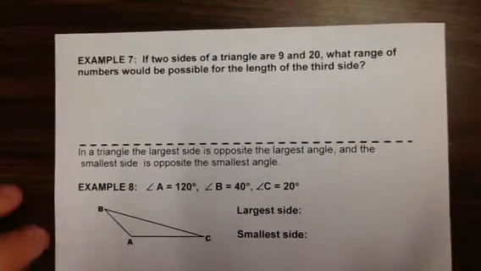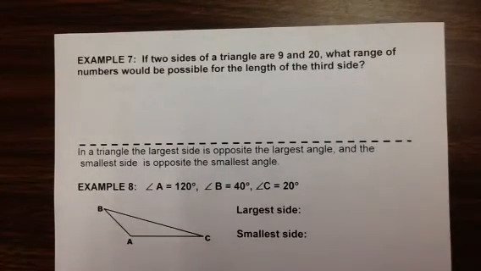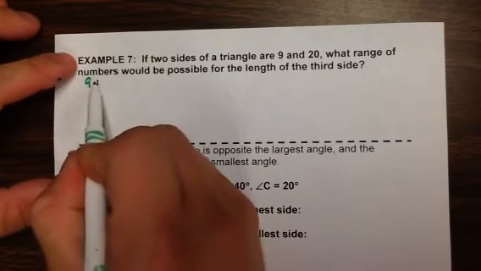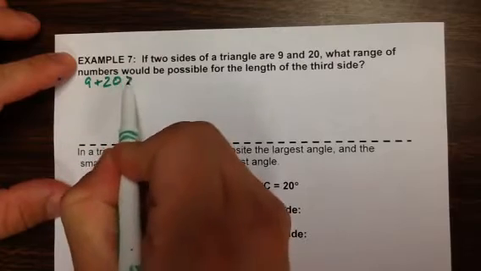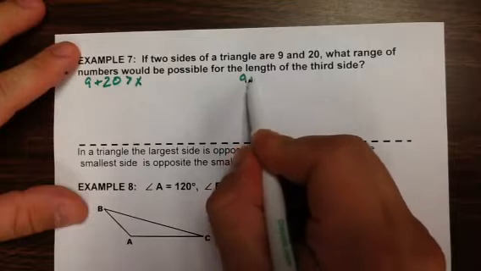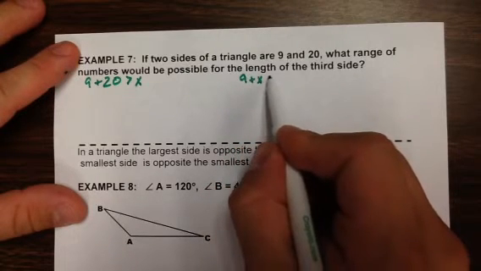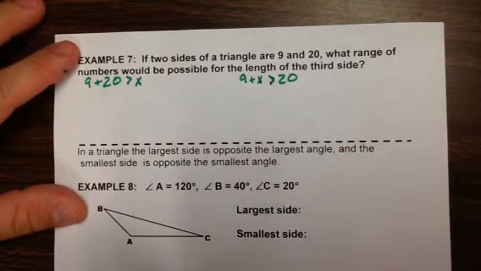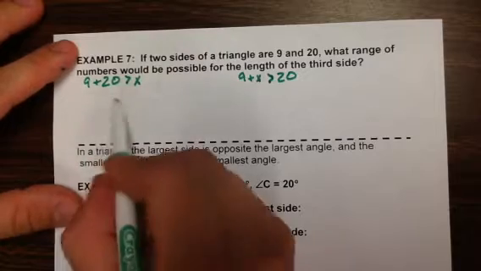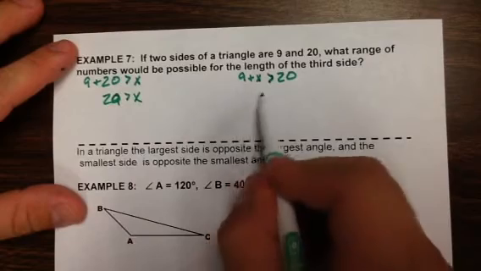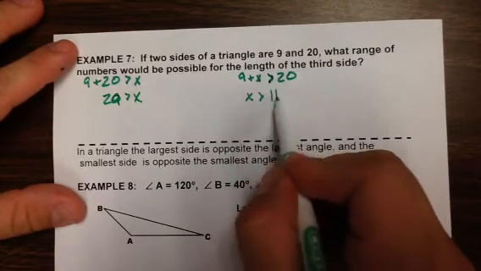Flip it over. Go ahead and try this next one on your own, and then we will talk about it. All right, so my two options, 9 and 20 are my short sides, so 9 plus 20 must be larger than x. Or 20 is my longest side, so 9 plus x would have to be greater than 20. So, to get this done, we're going to say that 29 must be greater than x, or I'd say that x has to be greater than 11.